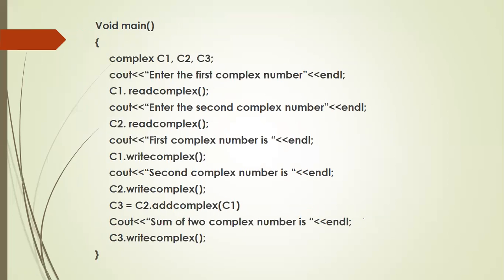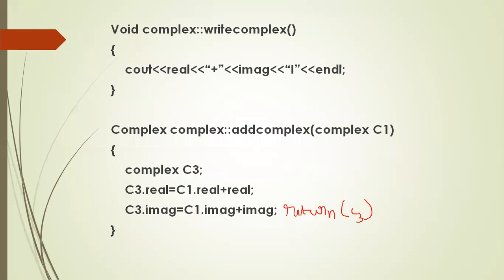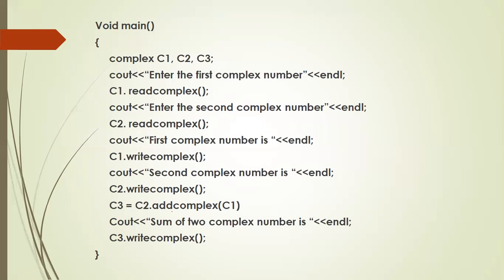So complex C1, C2, C3. First call the read complex with C1, then call the read function with C2, then write the first complex numbers with C1 dot write complex, C2 dot write complex. So you see the way I'm calling the function. In the previous example, it is C3 dot add complex. Here it is C3 equal to C2 dot add complex, inside the bracket C1. So the object I am using to call the function is C2. Therefore, in the function add complex, wherever you write real or image, that will be taken for C2 only. Then for C3 and C1, I have explicitly used the dot operator. The sum of the two complex numbers is shown by C3 dot write complex.